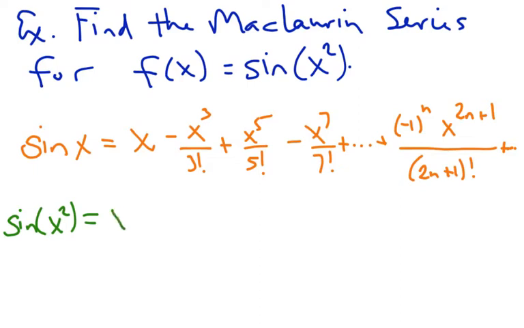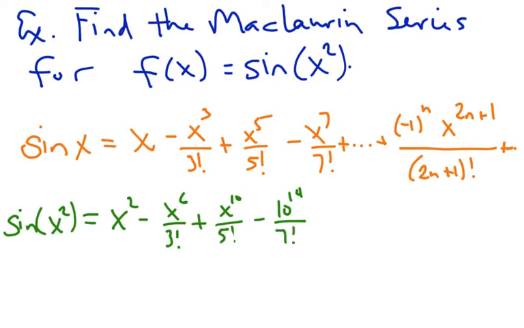And so this very simply is just going to be x squared minus x to the sixth over 3 factorial plus x to the 10th over 5 factorial minus x to the 14th over 7 factorial plus dot dot dot. I said 14th and wrote 17th, so 14th. And I made a mistake, I'm sorry. The 10th term should have been over 5 factorial, and this should be over 7 factorial here.